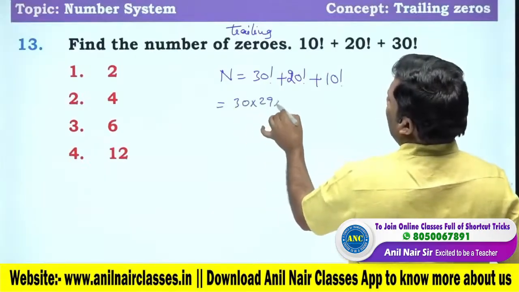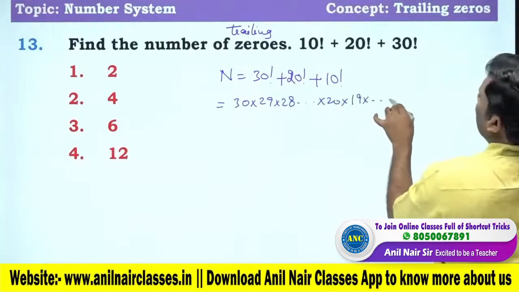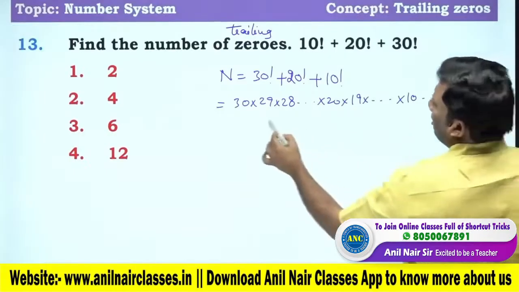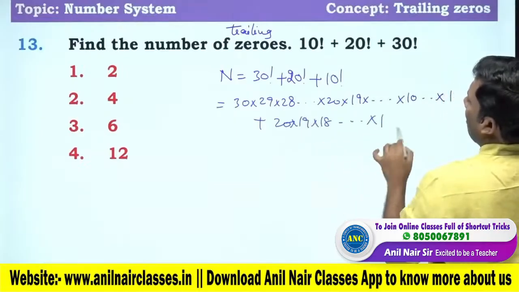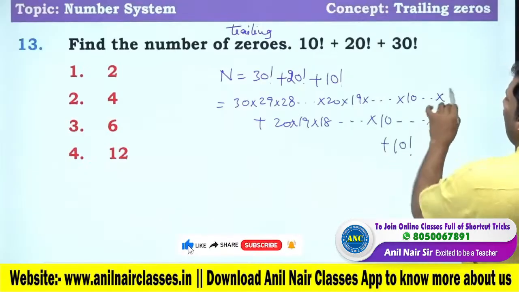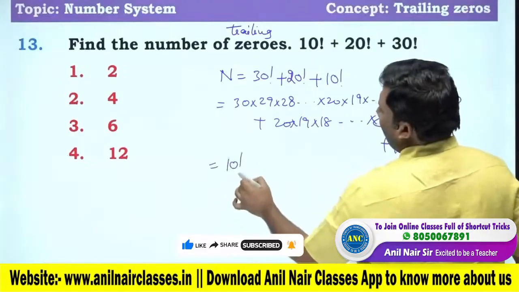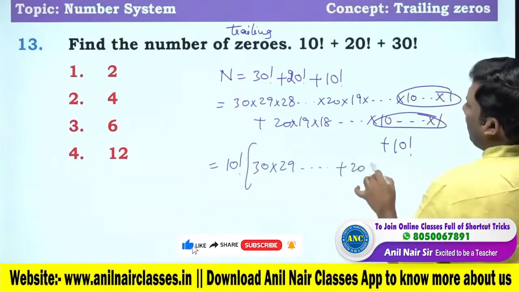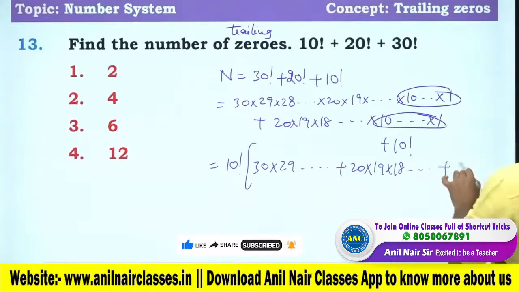30 into 29 into 28 and so on up to 1, plus 20 into 19 into 18 and so on up to 1, plus 10 and so on up to 1, plus 10 factorial. Here it is 10 factorial, here it is 10 factorial. So if I take 10 factorial common, it is 30, 29 and so on, plus 20 into 19 into 18 and so on, plus 1, plus 1.